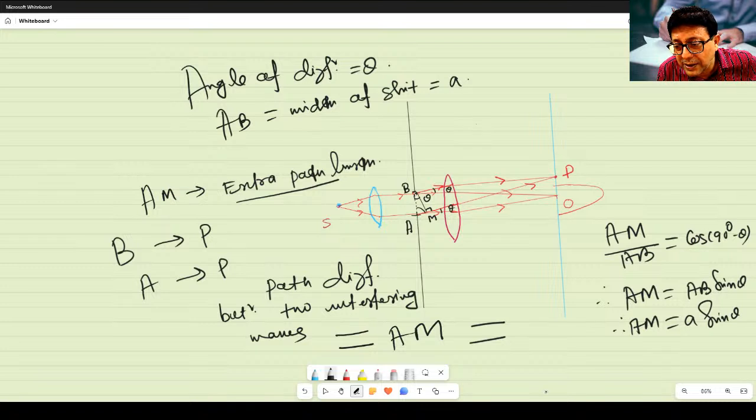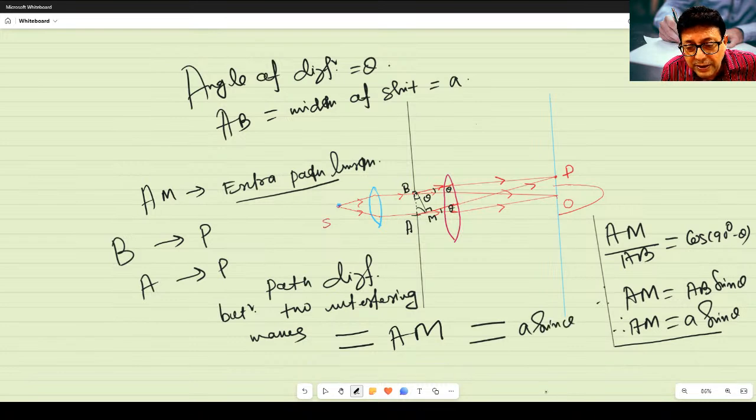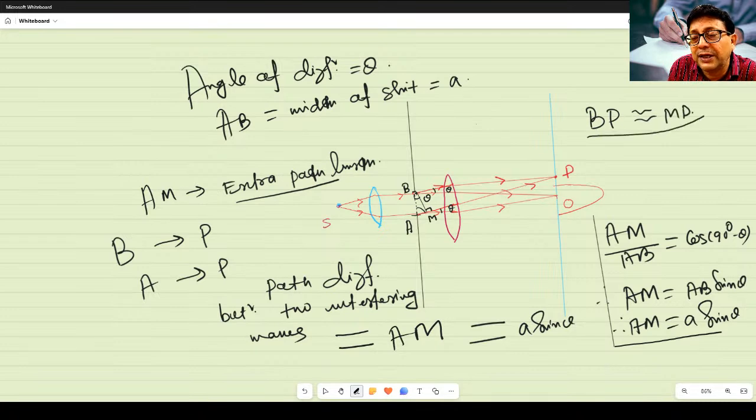Clear? So AM equals a sin theta. Okay? The path difference between two interfering waves is equal to AM, which is equal to a sin theta. I hope you have understood. Because the B to P path length and M to P path length are equal. So which part is different? This AM part. So the path difference is a sin theta.